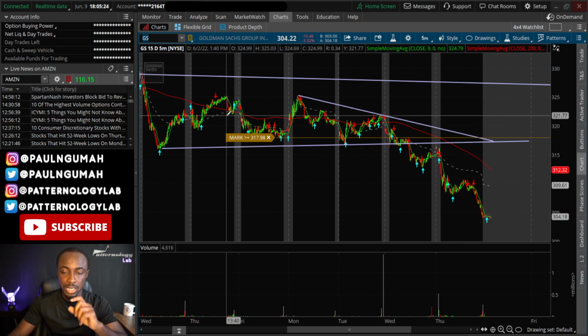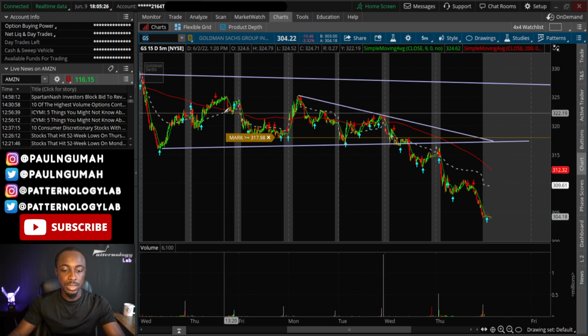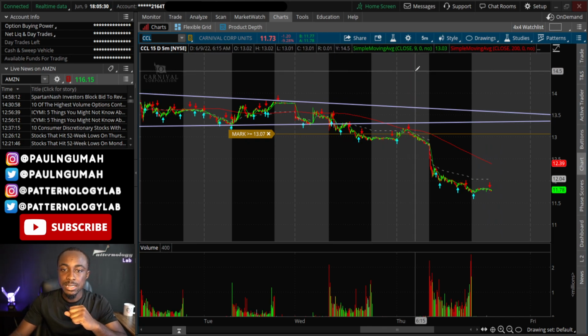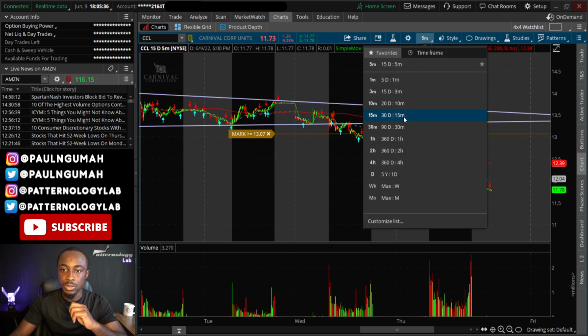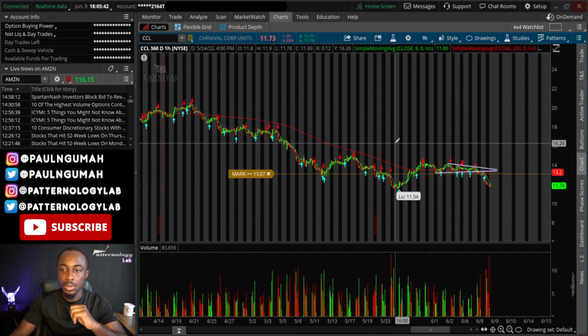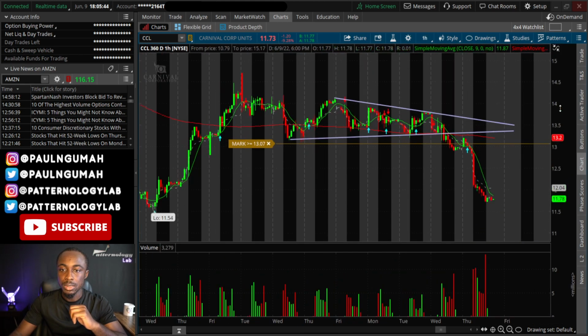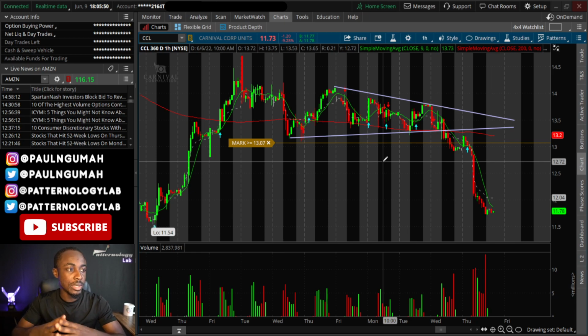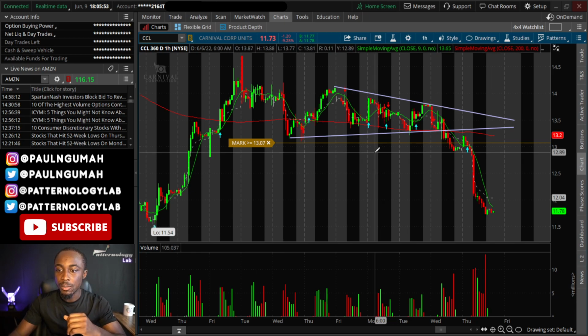The other stock that I shared with y'all was CCL. My perspective on it was a little bit off, and then I looked at it again today, and it made much more sense because the structure on this chart was on the 1 hour, and it was a descending triangle again.